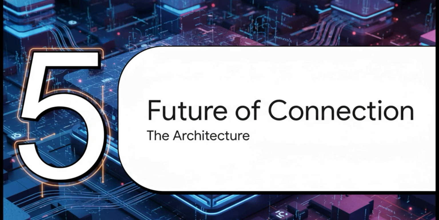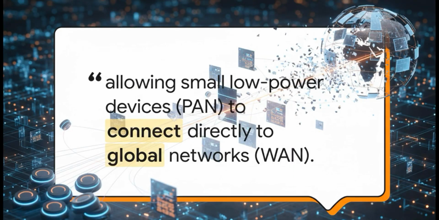But what's really fascinating to me is how this entire structure is already starting to change. You see, for decades, these network layers have been very distinct steps on a ladder. But new technologies, especially things like 5G and the Internet of Things, are starting to blur those lines. Imagine a tiny little sensor in a farmer's field, a classic PAN-type device, being able to skip the LAN and the MAN entirely and connect directly to a global network through a satellite. That's the future we're heading towards.